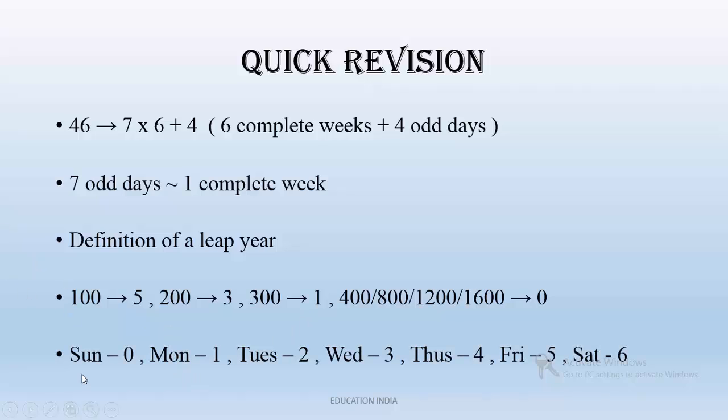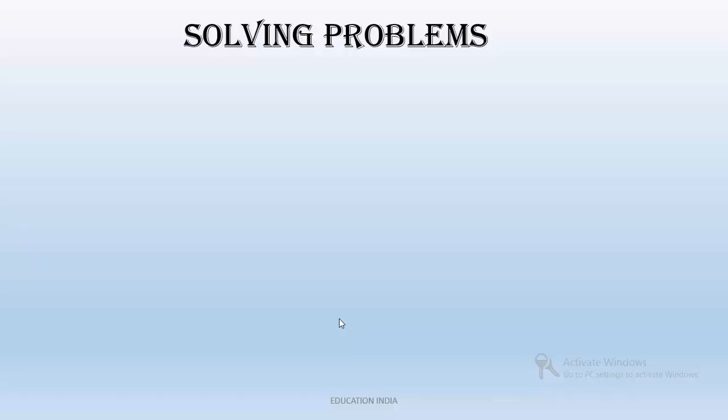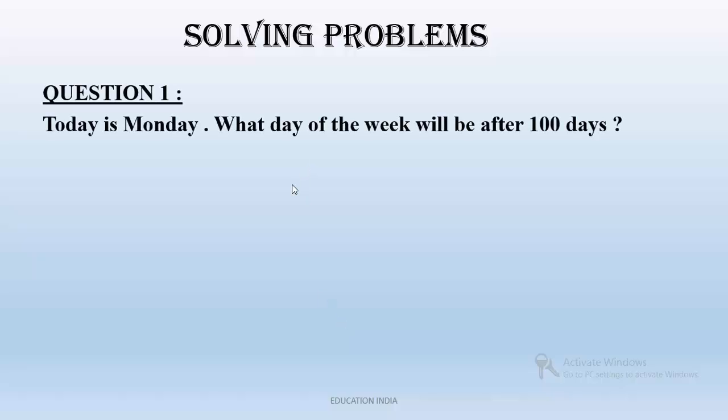To solve the problems, codes of weekdays are required. These codes correspond Sunday to 0, Monday to 1, Tuesday to 2, Wednesday 3, Thursday 4, Friday 5 and Saturday 6. Thus, we see that these codes vary from 0 to 6. Now, let us look at some problems.